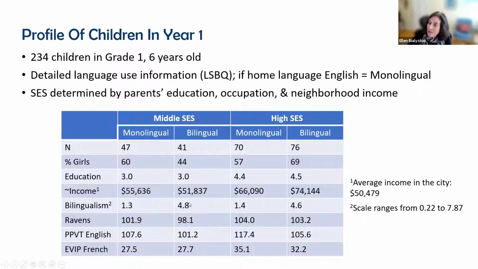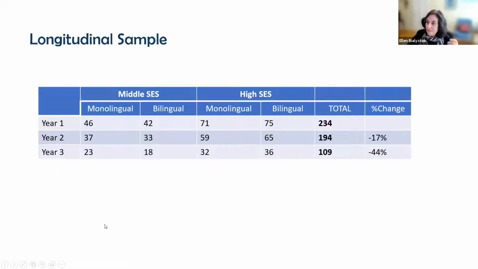Within each SES, we have bilingualism based on their language at home. Now remember, this is French immersion. They're going to learn French. So kids who speak something else at home are learning French as a third language. Kids who speak nothing else at home except English are learning French as a second language. IQ scores are the same. PPVT scores show the usual effect. The monolinguals are higher in both groups, and so on. Okay, that's who we had.